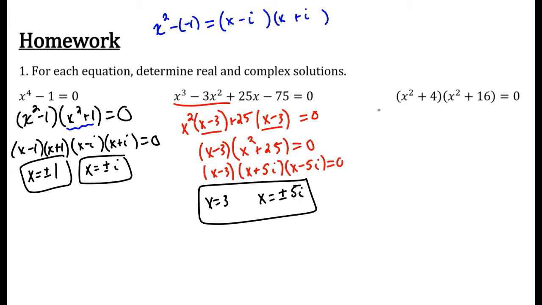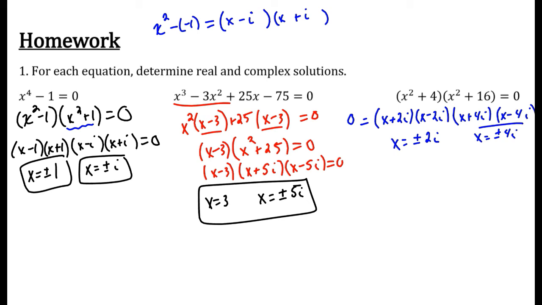x squared plus 4, well, I can now factor that as x plus 2i, x minus 2i, and x squared plus 16, that's x plus 4i, x minus 4i, and it's equal to 0. And using the zero product property, I get four solutions. I get x equals negative 2i, x equals positive 2i, so I'm going to write that as plus or minus 2i, and I get x equals negative 4i and positive 4i, plus or minus 4i. Those are my solutions to this equation. This equation only has complex imaginary solutions.